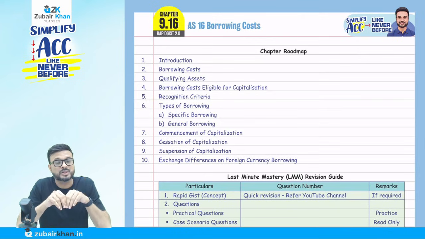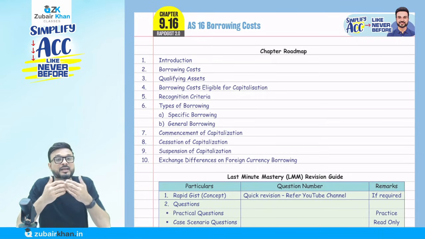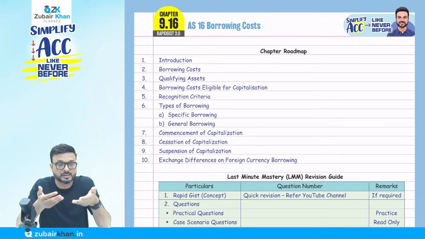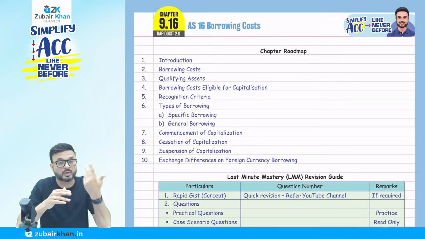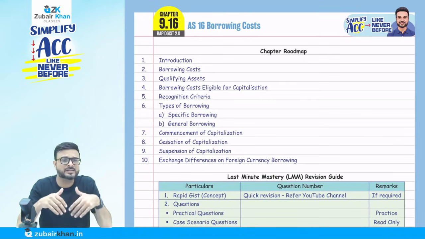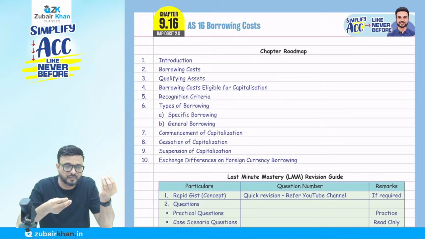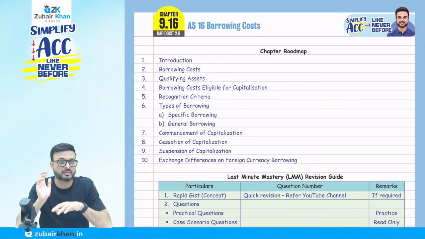There are certain conditions, and if we fulfill those conditions, that interest can be added to the cost of that particular asset. This is what Accounting Standard 16 is about. It tells us the concept of borrowing cost. The whole discussion is about whether we should charge that borrowing cost to the profit and loss account, or add it to the cost of that particular asset. Obviously, there are so many things, the methods, the different types of borrowing, when we should start capitalization. I will discuss each and every point with you in detail.